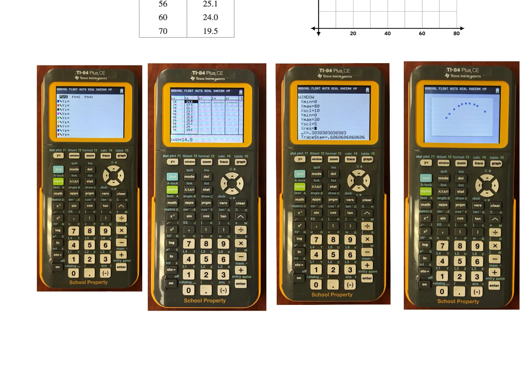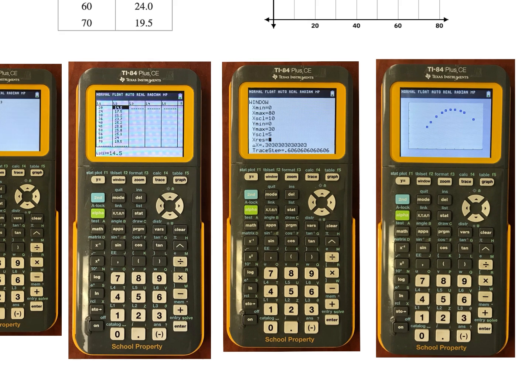And then before we graph, I recommend setting your window first. So you hit this window button, which is right here. And then I just use my table of values to see what my highest x value is. So I just went a little over. My highest x value is 70, so I just went up to 80. I scaled it by 10, but you can scale it however you like.